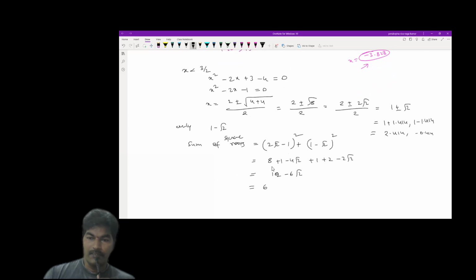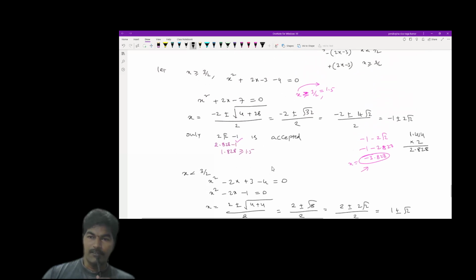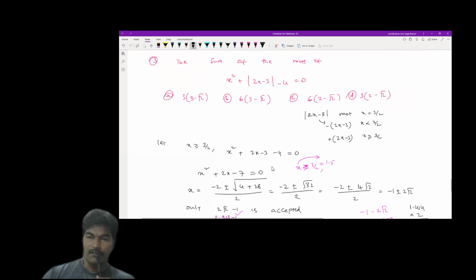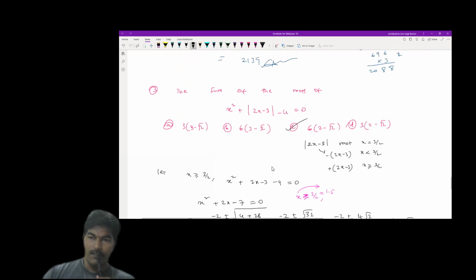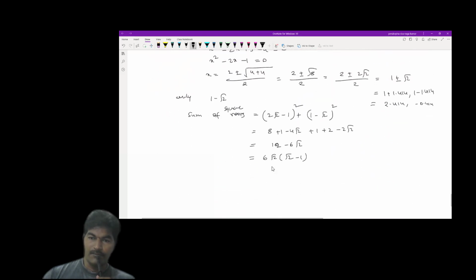So you can take 6 as a common factor, or take 6 root 2 also, no problem. 6 times 2 minus root 2. Which option is correct? Okay, option C is correct. 6 of 2 minus root 2, 6 twos are 12 minus 6 root 2. Option C is correct for this question.